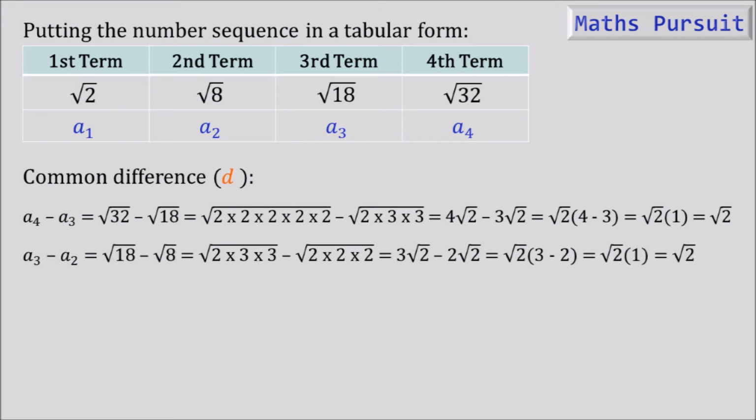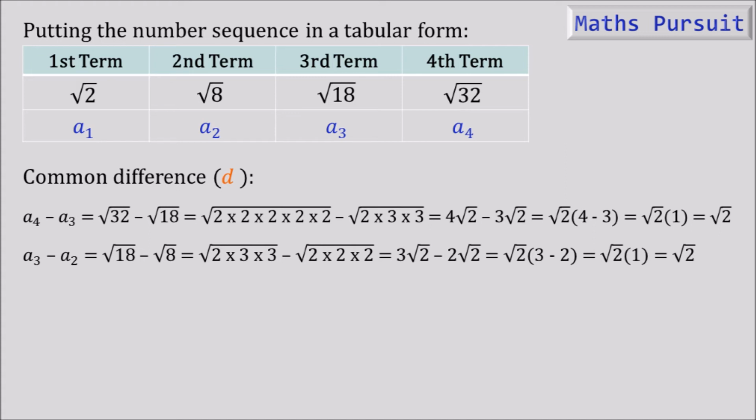Now moving for the difference of third term and second term, that is A3 minus A2, we are getting root 18 minus root 8. So that is equal to root 2 into 3 into 3 minus root 2 into 2 into 2, or that is equal to 3 root 2 minus 2 root 2. Or that is equal to, now taking root 2 as common, 3 minus 2. So that is equal to root 2 into 1, that is equal to root 2.